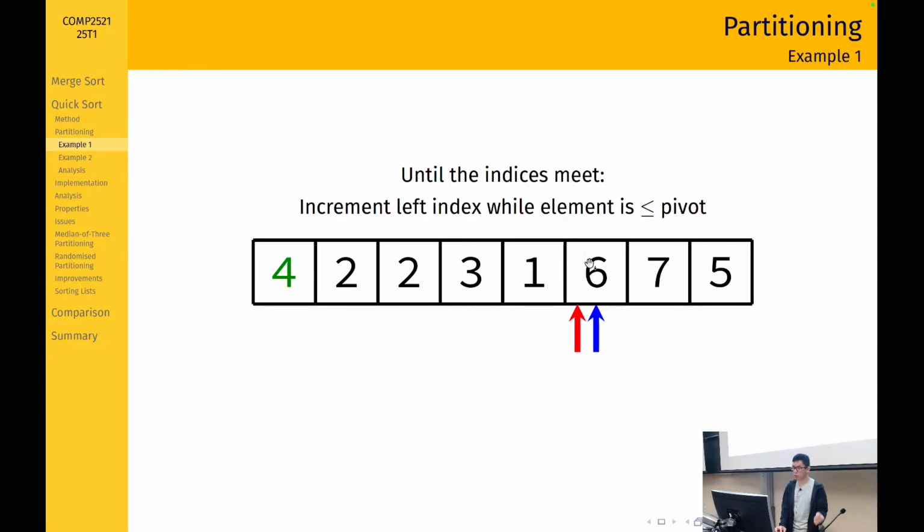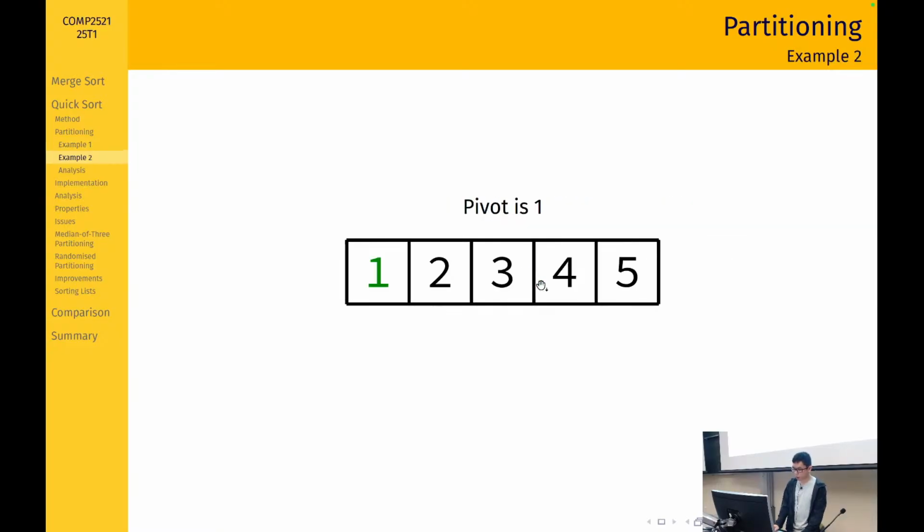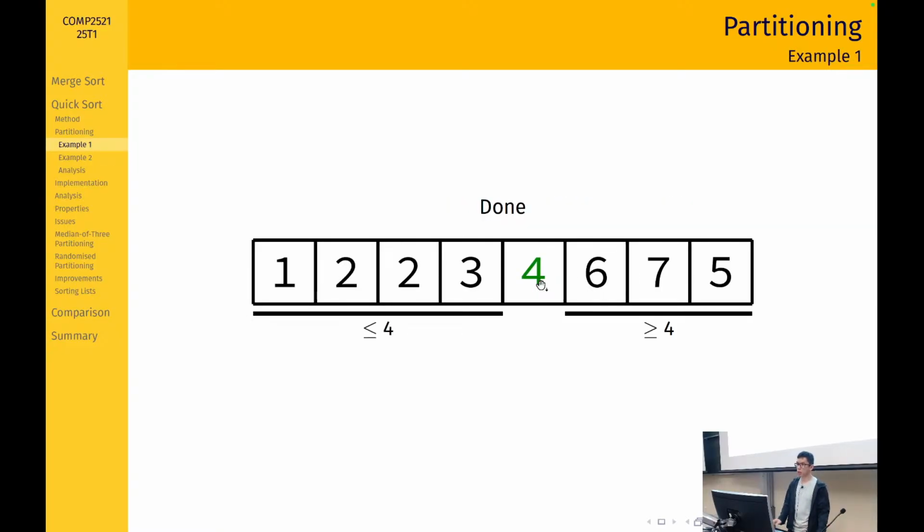So what we have to do here is swap the 4 with the element to the left of where the indexes met in the middle. Right? So we swap these two elements. Okay, and now we've properly partitioned the array. Okay, and now we're done, right? So 4 is in the middle, everything to the left of it is small, and everything to the right is bigger.